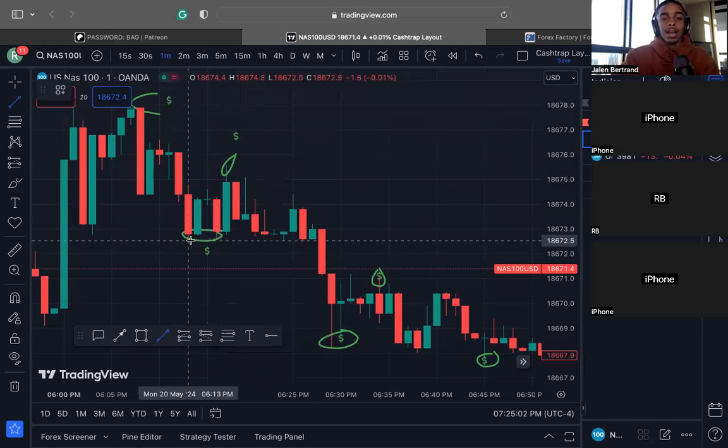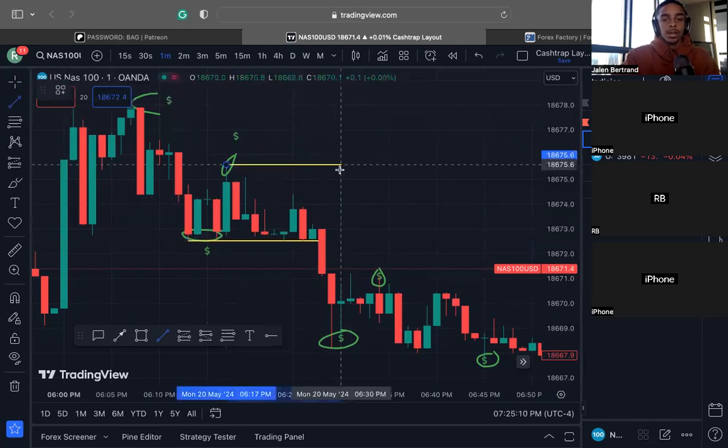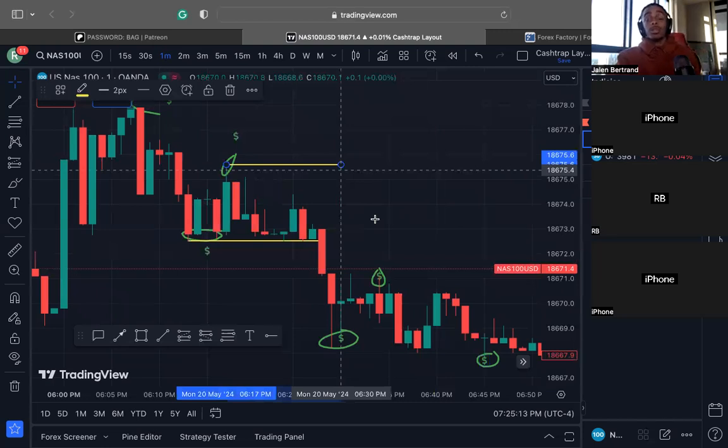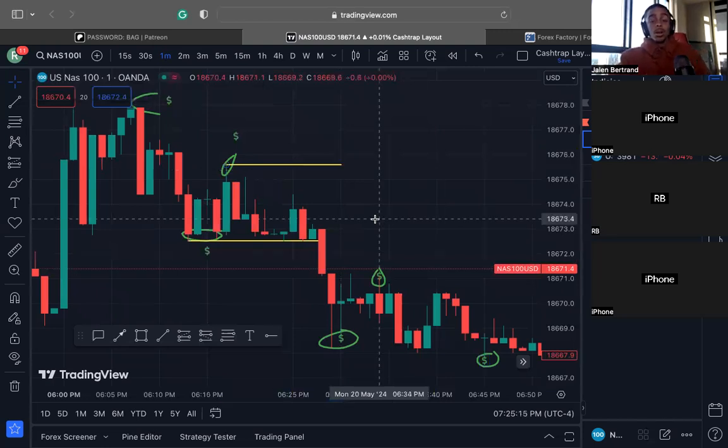I'm gonna put a line because that's where we enter. Say we enter here, and then our entry was here. I'm gonna show you the difference on why it's important to wait.